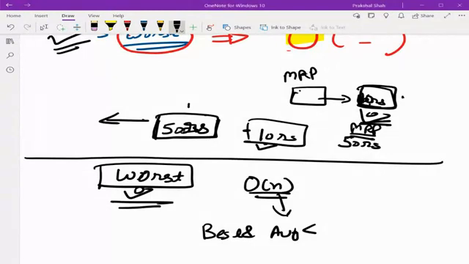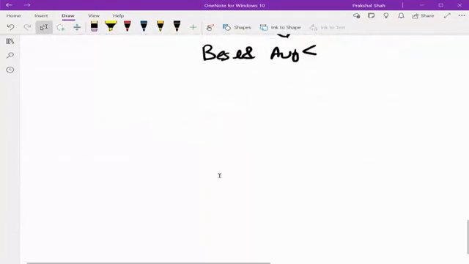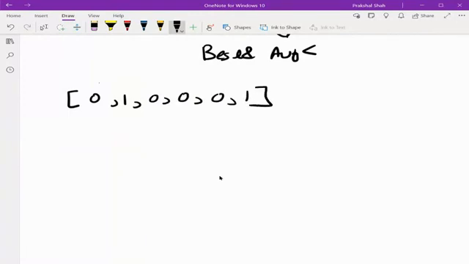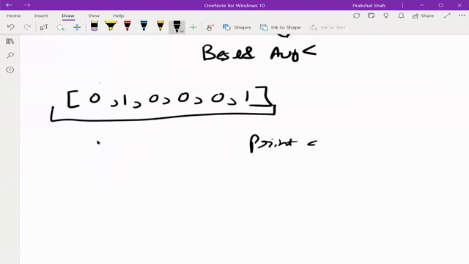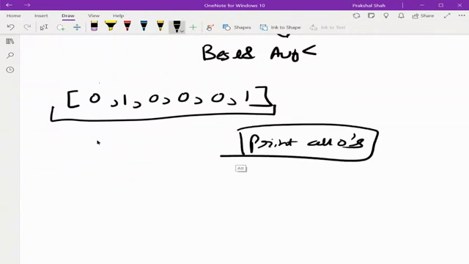Let's say I have an example like this. I have this array. In this particular problem, I have to print all zeros and then all ones. This problem we have done, people. If you remember, we did it in the arrays.